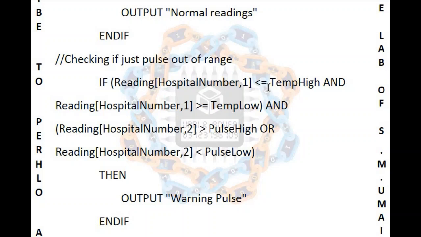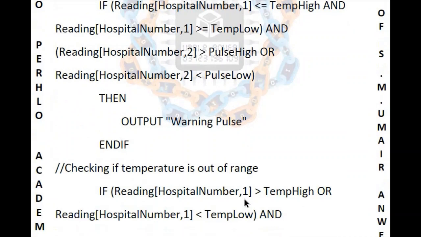First of all we'll check temperature, that if it is less than or equal to temp high and greater than or equal to temp low, but the temperature readings are fine, but the column number 2 reading for the pulse is greater than pulse high or less than pulse low, then do what? Output warning pulse, that your pulse reading is not in the range.